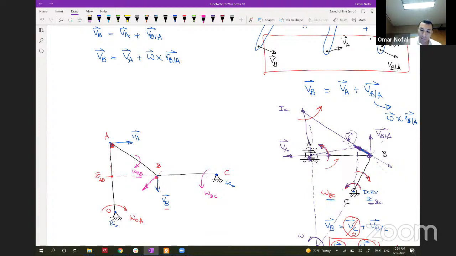So let's write this, VB with respect to A. What if I want to get VA with respect to B? It should be perpendicular on the line. Is it going to be up or down, given the omega AB that we have?